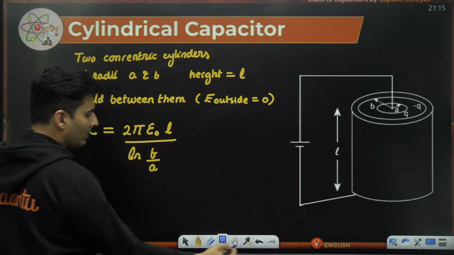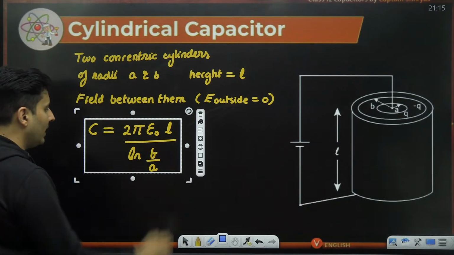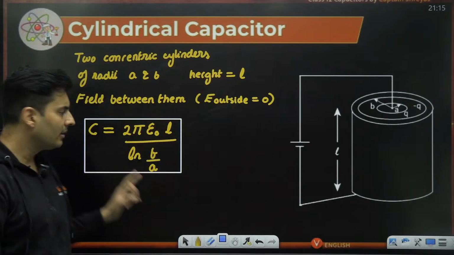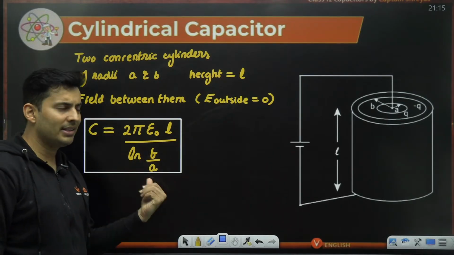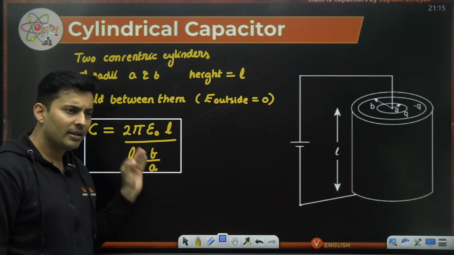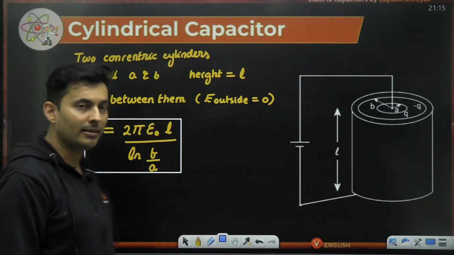This is the formula that you get. This is the capacitance of a cylindrical plate capacitor: 2 pi epsilon naught into height of the cylinder divided by log to the base e, which is ln B by A, bigger radius by the smaller radius. This is the formula for a cylindrical plate capacitor.